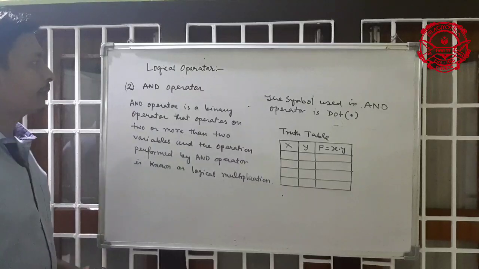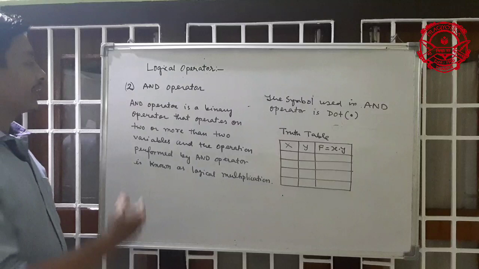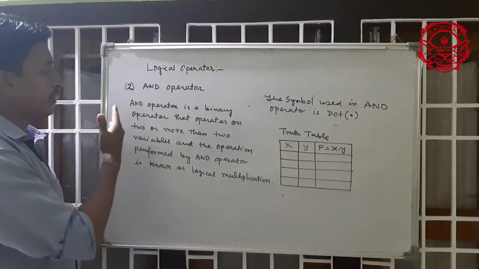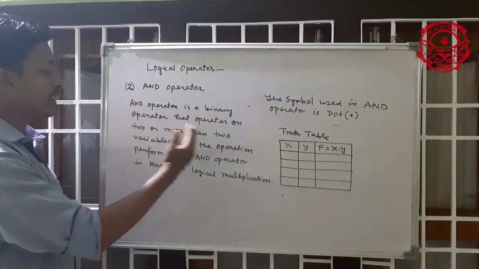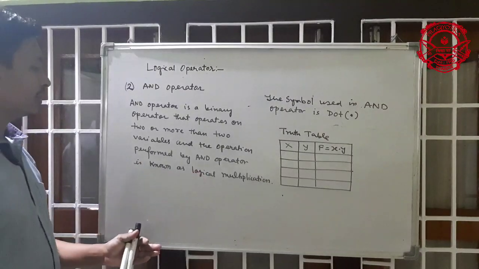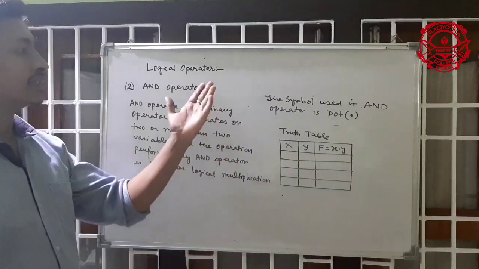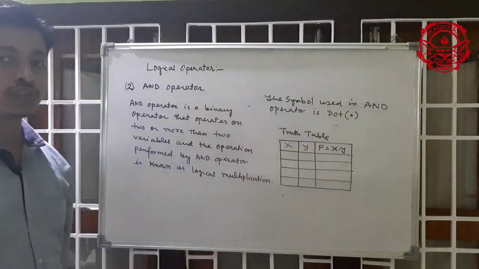Now the second logical operator is AND operator. Now see what is AND operator. The AND operator is a binary operator, meaning it requires two operands. So AND operator is a binary operator that operates on two or more than two variables, and the operation performed by the AND operator is known as logical multiplication. The symbol used in AND operator is the dot symbol.